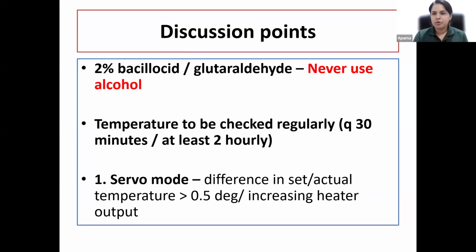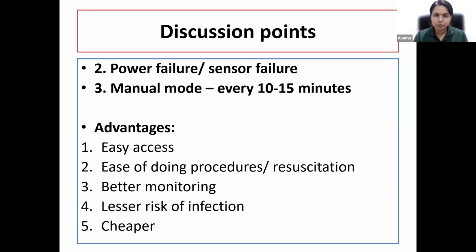Quartz or ceramic is the name of the heater element. Never use alcohol for cleaning the warmer. That's what we discussed. Now, glutaraldehyde is also becoming obsolete in NICU disinfection. We generally use either 2% bacillocid or bacillol spray or quaternary ammonium chloride compounds. The important precaution that needs to be followed when using a radiant warmer in manual mode is to check the temperature frequently, at least once in 30 minutes in the first few hours of using the manual mode. Generally, we prefer to use the servo mode as much as possible.